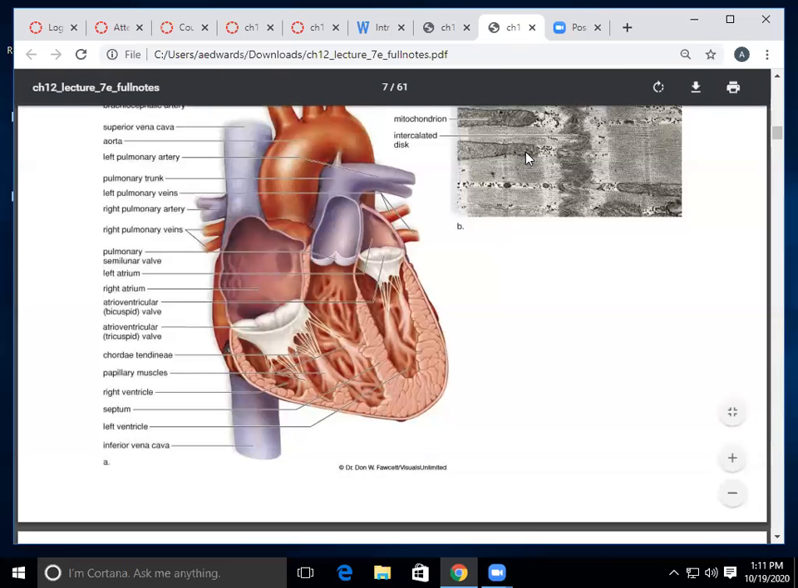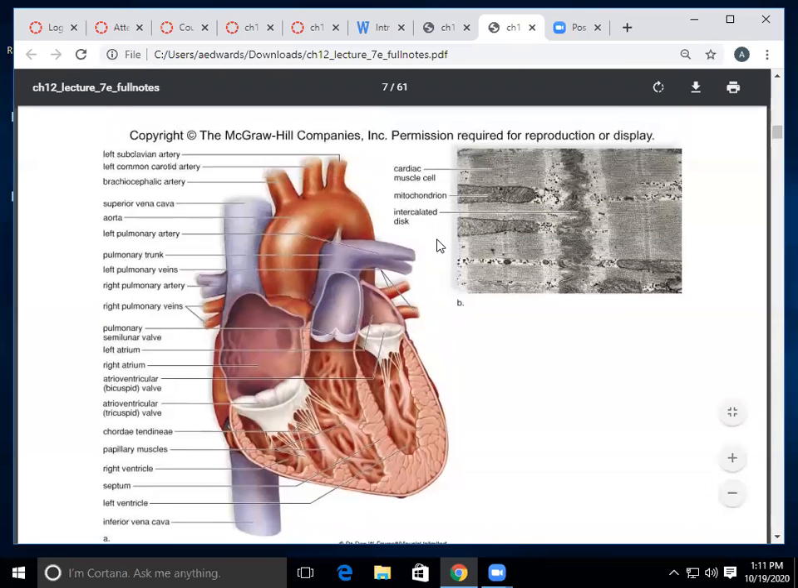So this is a microscope picture. If you think back on the cellular level, here are the cardiac muscle cells. It should look like a sarcomere kind of to you. Here's the mitochondrion. Also, as we'll learn more about cardiac muscle, remember it has intercalated discs. They connect the cardiac muscle cells, allow them to communicate with each other and have a coordinated contraction.